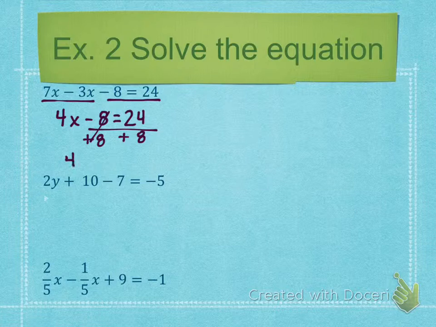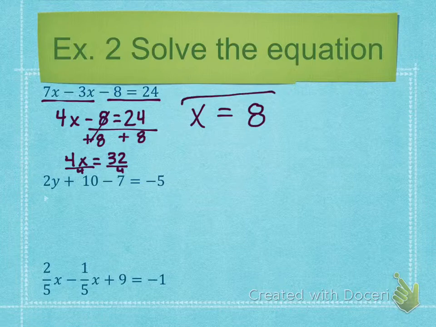So now I have 4x is equal to what? 32. Now my last step is to divide by 4. And x is equal to 8. Does everybody see how you always combine like terms first, which means I'm always adding and subtracting before I ever multiply?